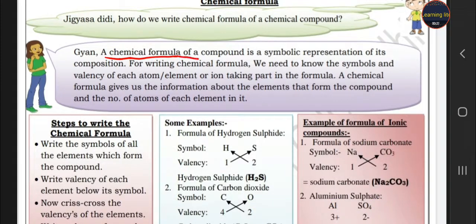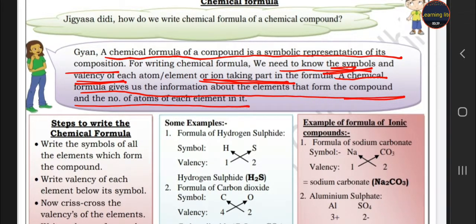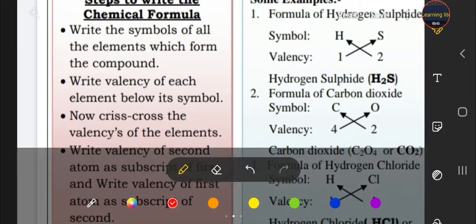A chemical formula of a compound is a symbolic representation of its composition. We need to know the symbols, the valency, and the number of ions taking part in the formula, and a chemical formula gives us information about the elements and the number of atoms. What are the different steps to write a chemical formula?